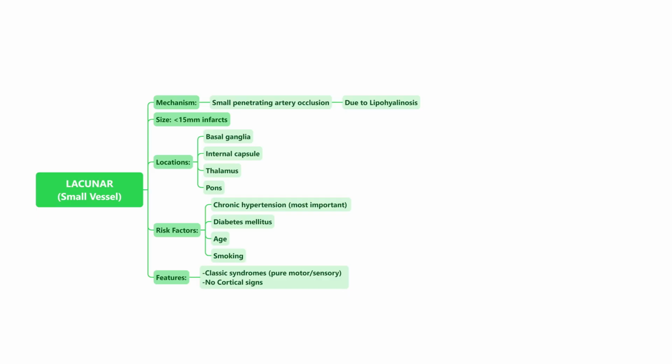The most important risk factor is chronic hypertension, followed by diabetes mellitus, age, and smoking. Lacunar strokes present with classic syndromes like pure motor or pure sensory deficits, and importantly, there are no cortical signs.